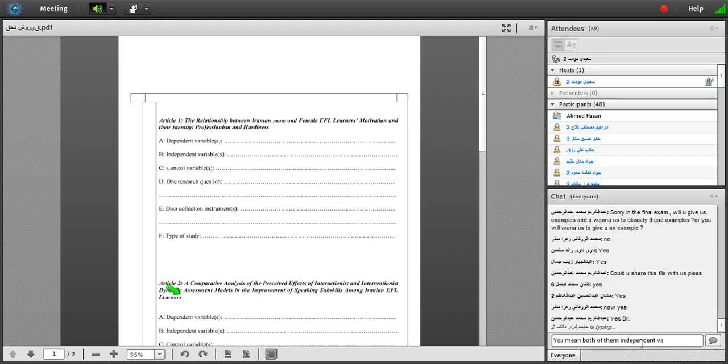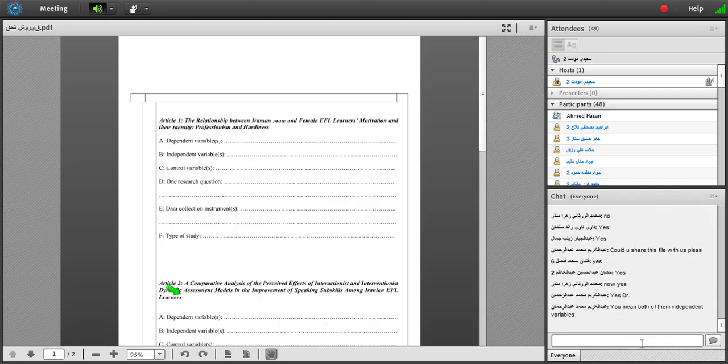We said in descriptive we have frequency or relationship. Here we have relationship, so it becomes quantitative, descriptive type. Yes, both of them are independent variables.